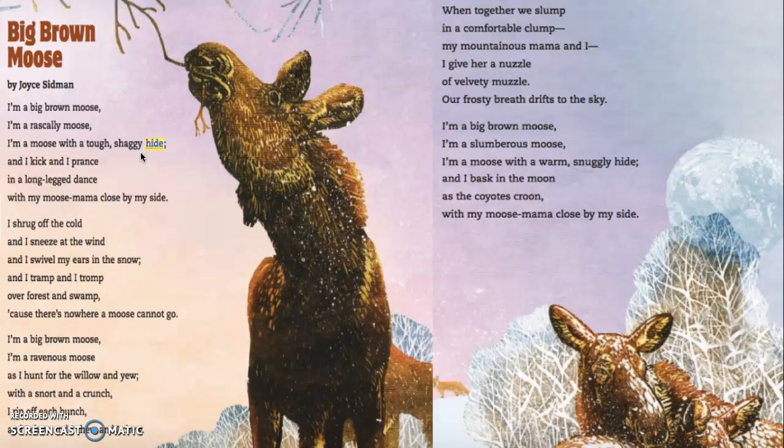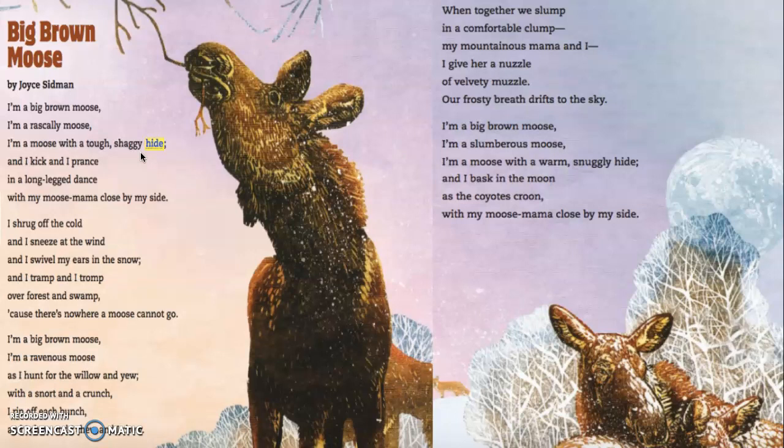Big Brown Moose by Joyce Sidman. I'm a big brown moose. I'm a rascally moose. I'm a moose with tough, shaggy hide. And I kick and I prance in a long-legged dance, with my moose mama close by my side. I shrug off the cold and I sneeze at the wind, and I swivel my ears in the snow, and I tramp and I trumpet over forest and swamp, 'cause there's nowhere a moose cannot go.